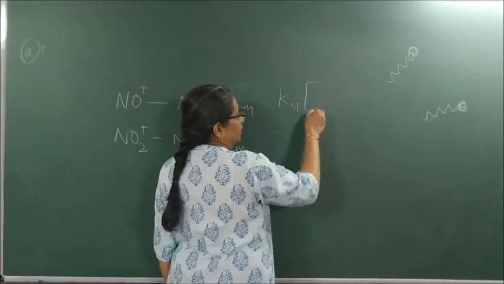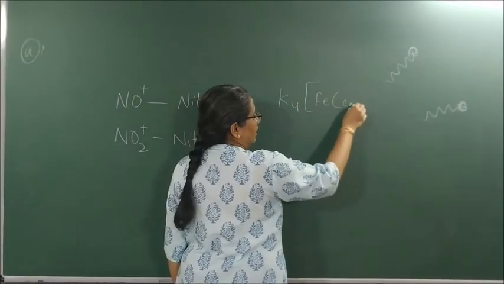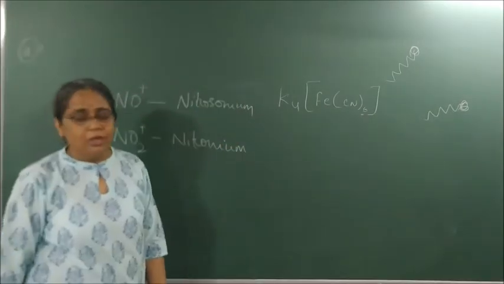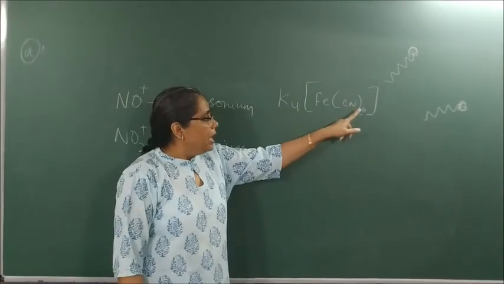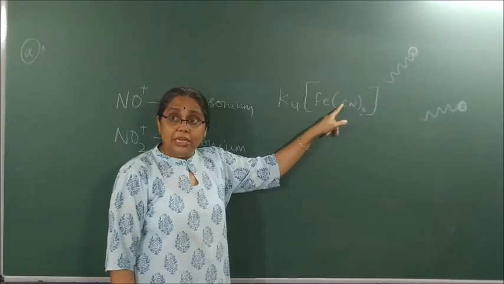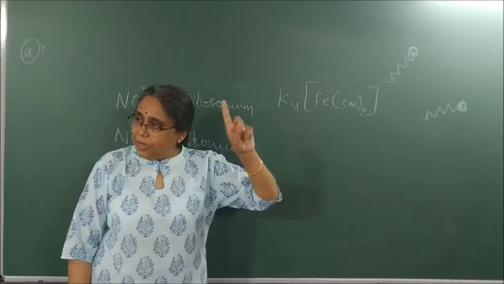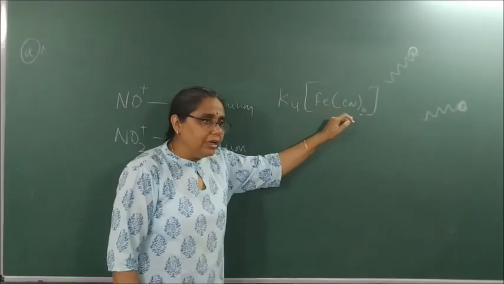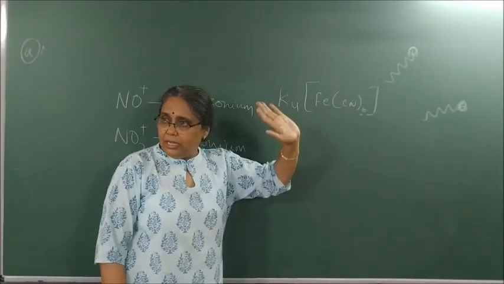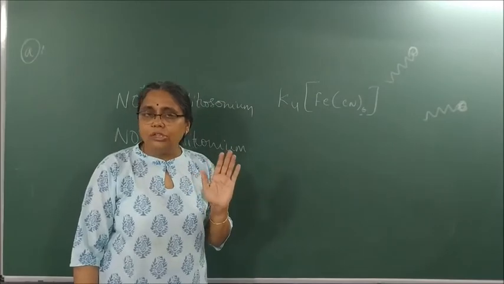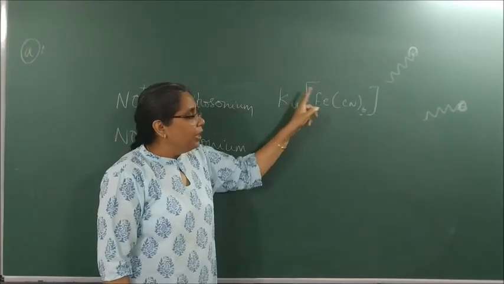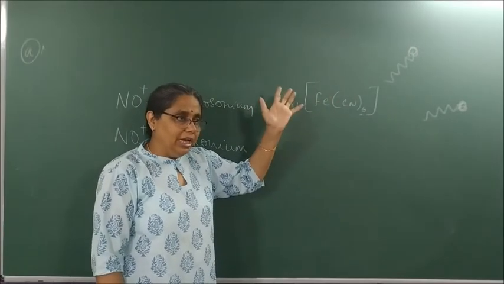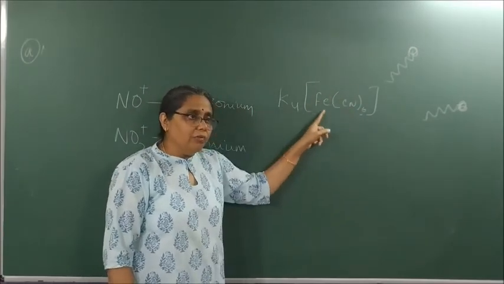If I write K4 Fe(CN)6, how many times does cyanide occur? 6 times. So this compound is called hexacyanido. Cyanide gives how many pairs of electrons? One pair, so it is a unidentate ligand. So it is called potassium hexacyanoferrate. How ferrate and all is formed I will teach, but is this part clear? How we are using it?